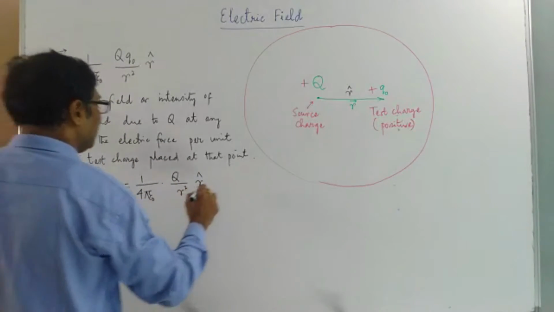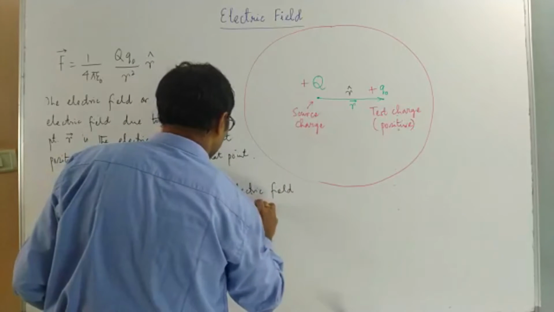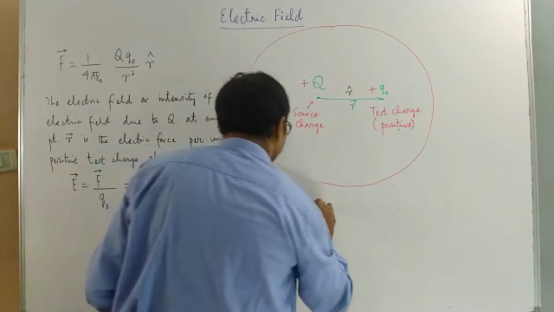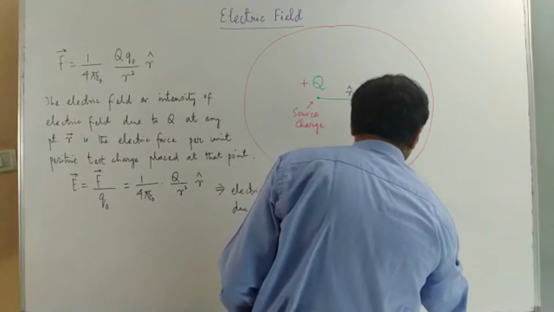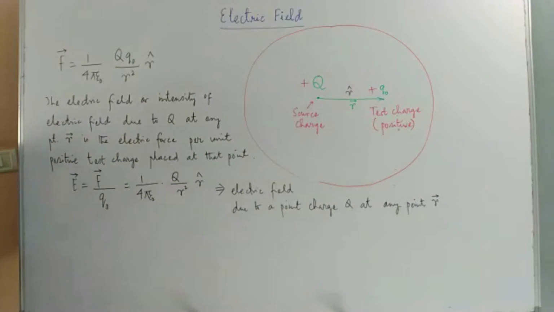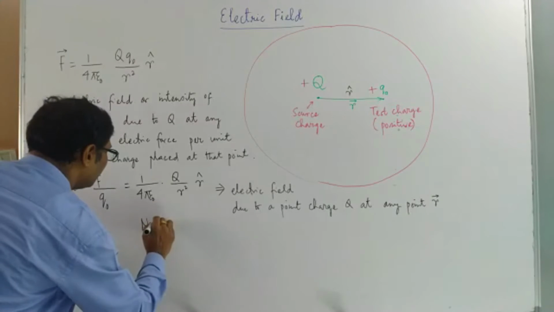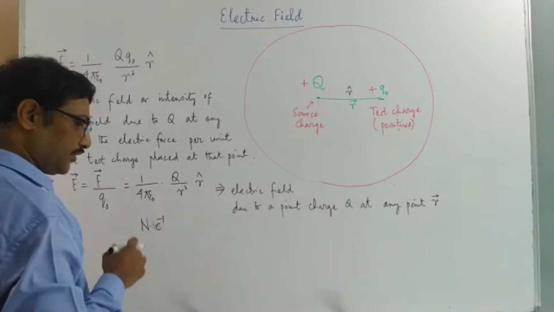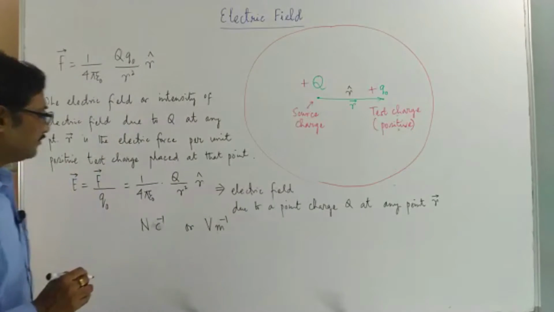This is also the electric field due to a point charge Q at any point. We can see that electric field is defined as force per unit positive charge. So its unit will be Newton per Coulomb. Later when we will be studying electric potential, we will show that electric field can also be represented as volt per meter.